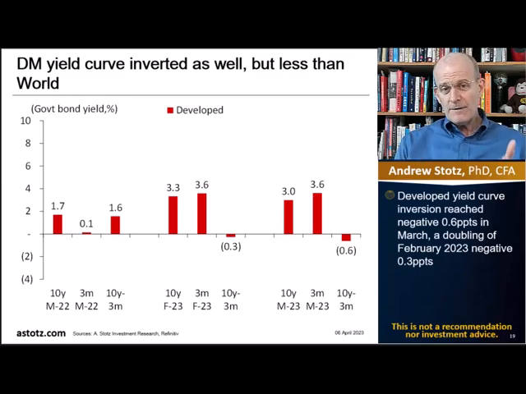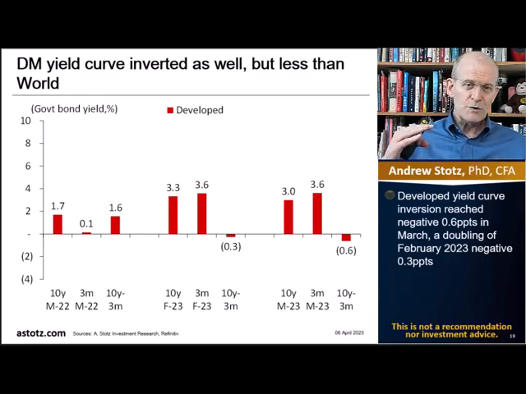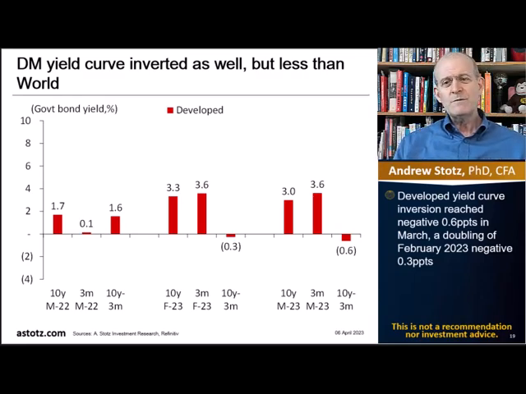But by February of this year, we saw that 10-year rates were 3.3 and 3-month rates were 3.6. Therefore, we had a 0.3 percentage points inversion. And it got even worse in March, where we can see that the 10-year rate actually fell a bit and the short-term rate stayed where it was. And the inversion basically doubled from 0.3 negative, meaning an inverted yield curve, to 0.6 percentage points negative, which means a more steepening of the curve.